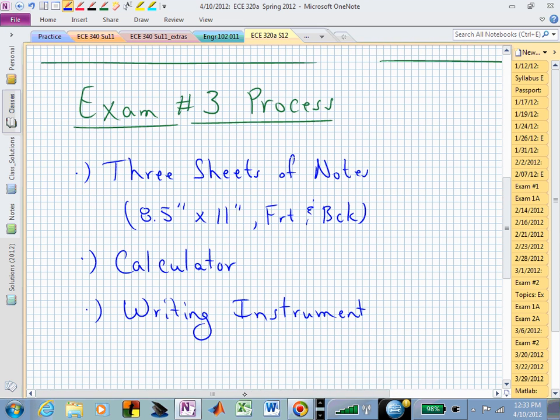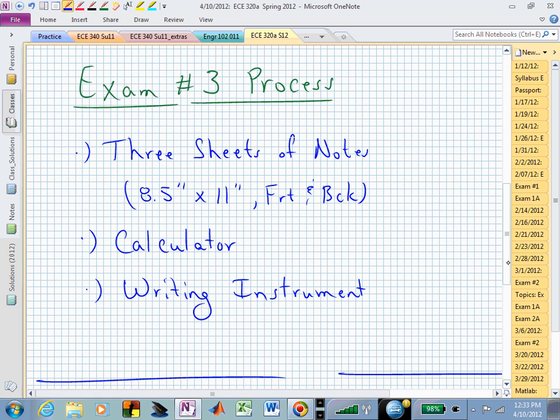As I said, the exam process is consistent with what we've been doing all along. You have the front and back now of 3 sheets of notes for exam number 3. If you need that many sheets, I would just bring the minimum number that you are comfortable with or that you actually need. You don't have to have all 3 sheets if you don't need them. But if you want to add to your existing 2 and it's easier, then create a 3rd sheet. You can have any calculator, and please bring something to write with. Are there any questions on the exam?